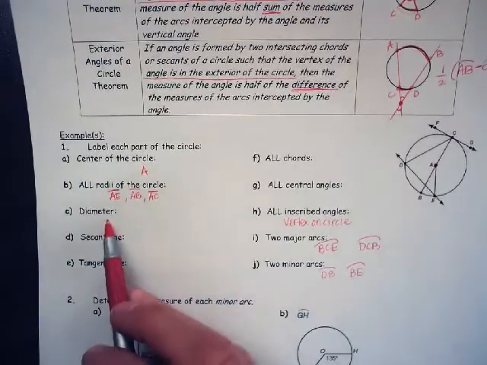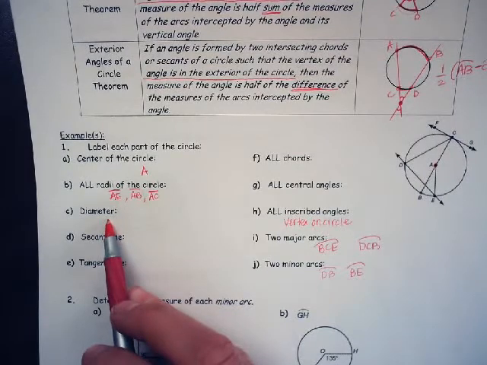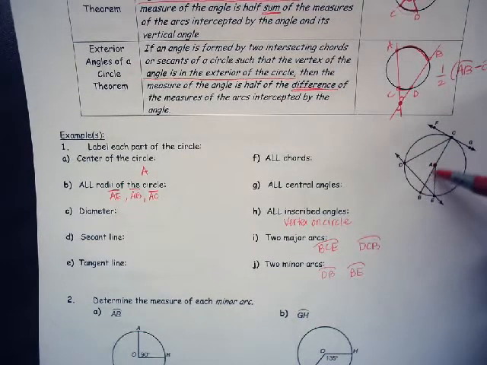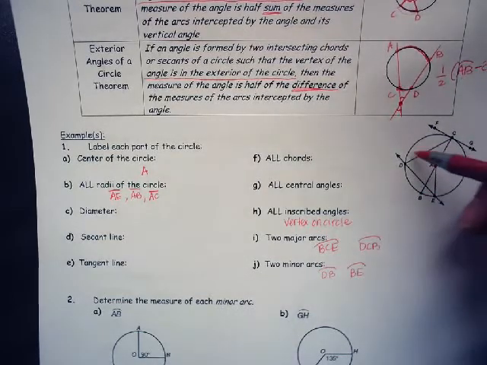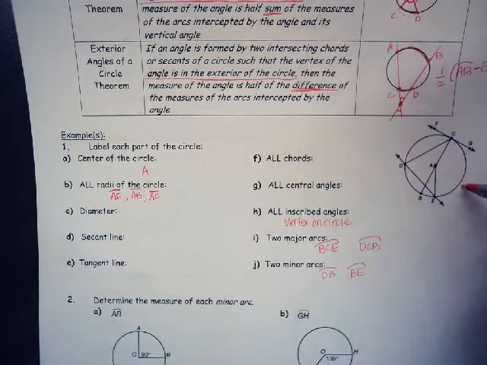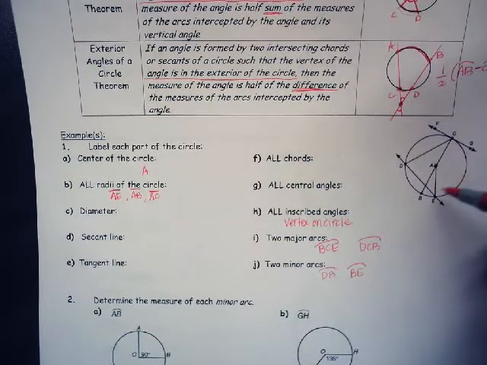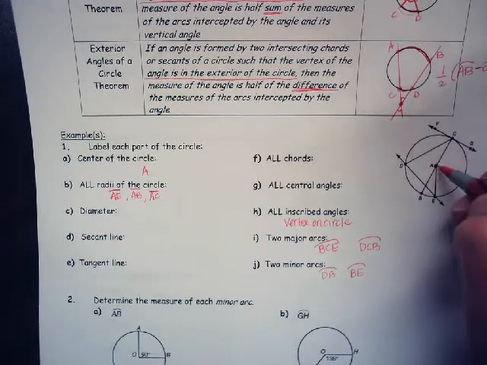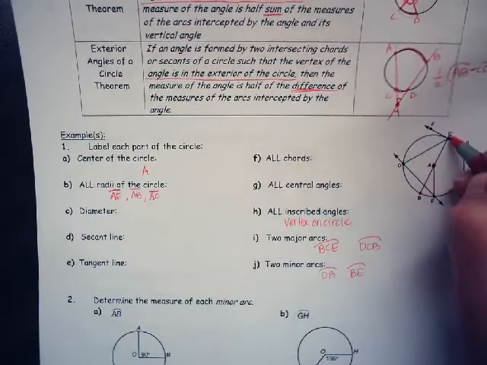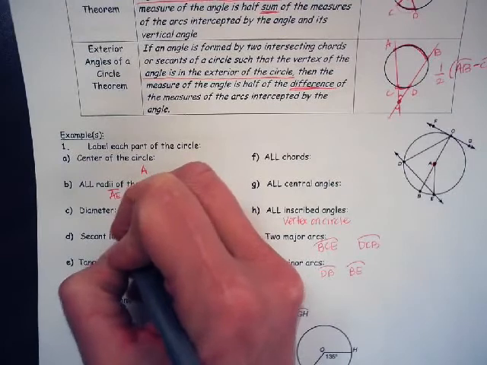Okay, the diameter, there can only be one diameter here because it goes through the center of the circle, and there's only one line that goes through the center of the circle. I could have a diameter here as well, but according to this circle right here, there's only one diameter listed. So I know because it goes through the middle. So BC would be a diameter.